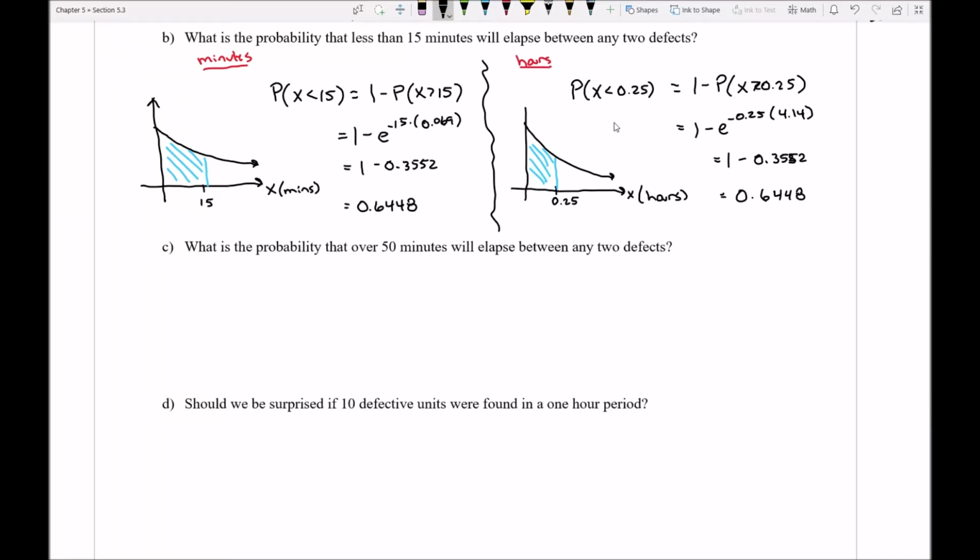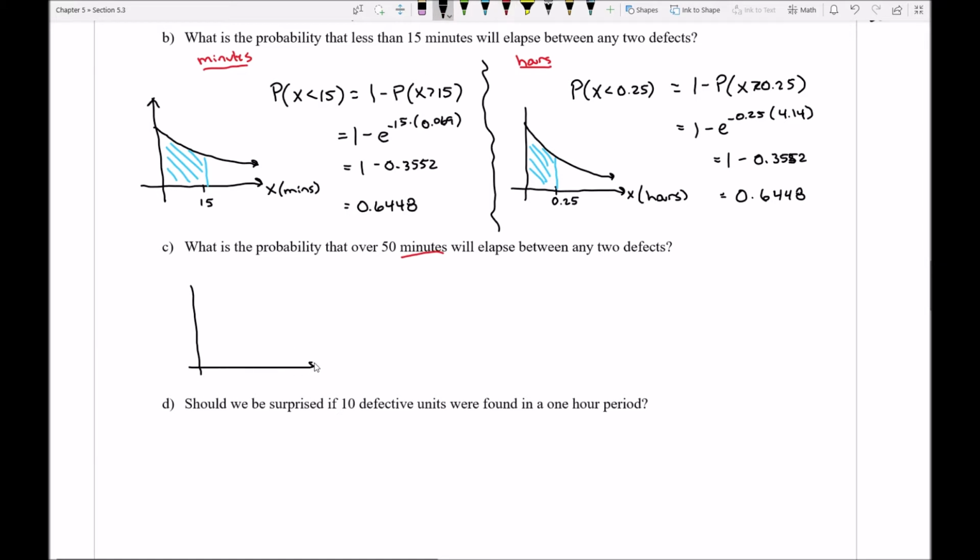Now let's take a look here at part C. We're going to try to choose whether or not we want to proceed using the minutes or the hours unit of time that we established in the last video. Let's see what we have here. What is the probability that over 50 minutes will elapse between any two defects? Okay, I'm going to quickly say that since I was given time already in minutes, why not just use the minutes side of things?